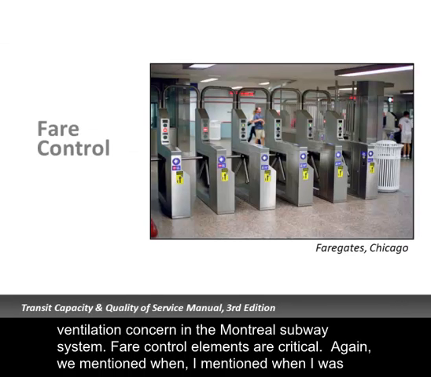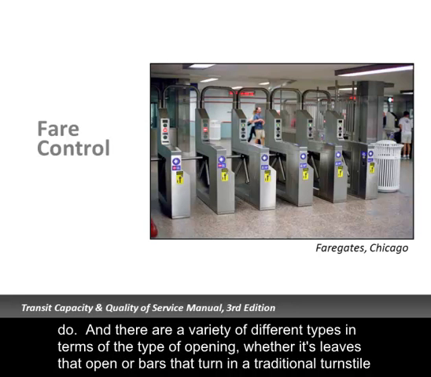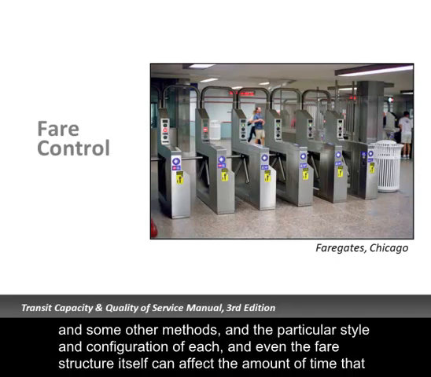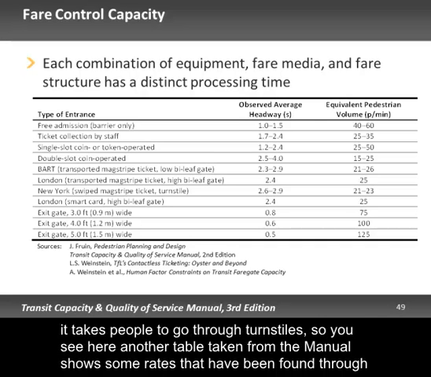Fare control elements are critical. Again, I mentioned when I was showing the picture of the Portland Max station, and many of the light rail stations don't involve fare control, but many of our heavy rail systems do. And there are a variety of different types in terms of the type of opening, whether it's leaves that open or bars that turn in a traditional turnstile, and some other methods. And the particular style and configuration of each, and even the fare structure itself, can affect the amount of time that it takes people to go through turnstiles.